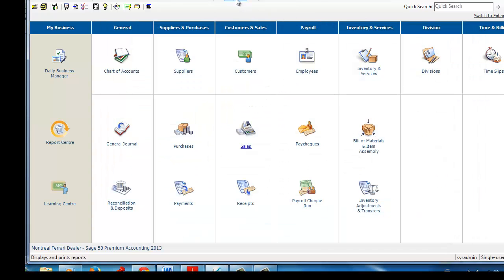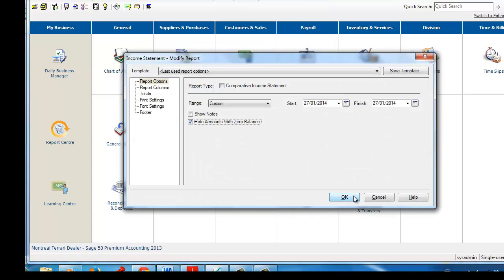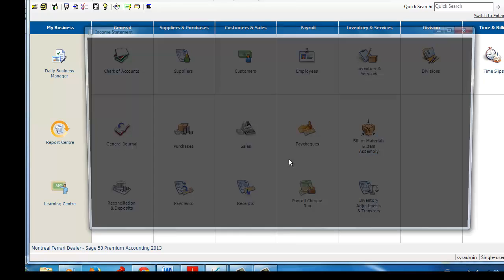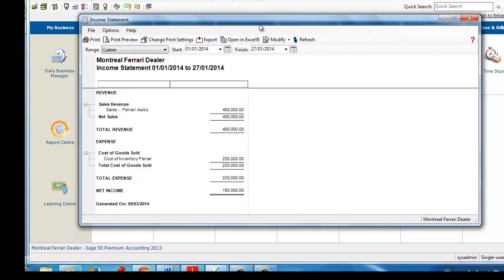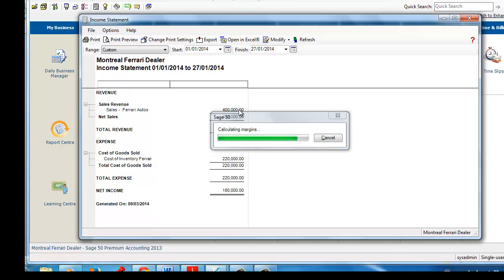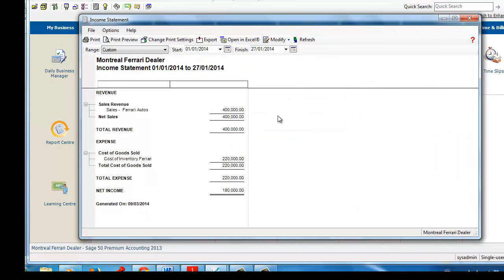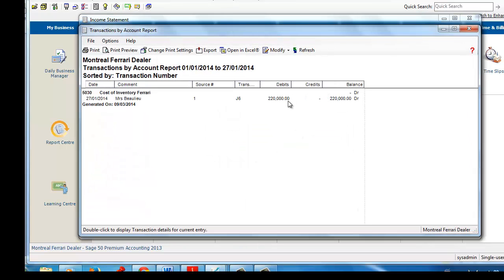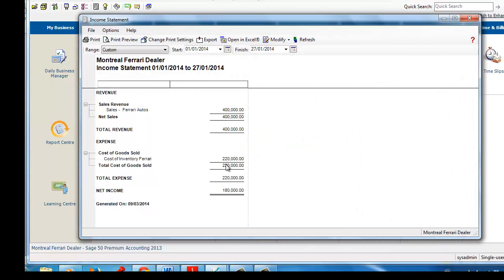If we go to our income statement, I'm going to hide the zero balances, and I can see the transactions from the first. I think this is the only transaction we did. Here we go. Look, our income statement shows exactly the sale of $400,000, and if I click on it, it's a credit balance, but when we prepare financial statements, we do not show credit balances. Cost of inventory Ferrari, $220,000. This is my debit, which will reduce the profit, and net income should really be called gross profit.